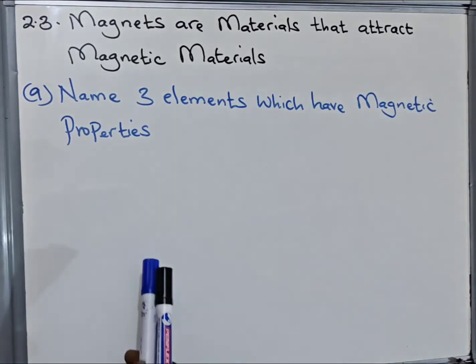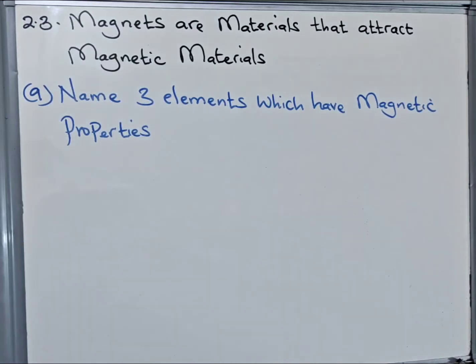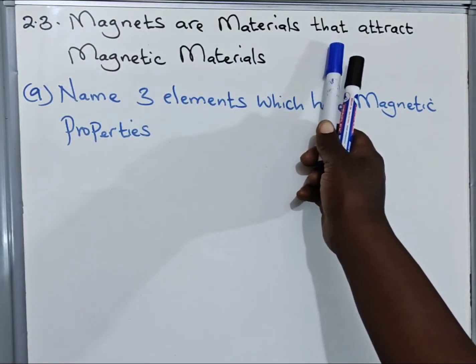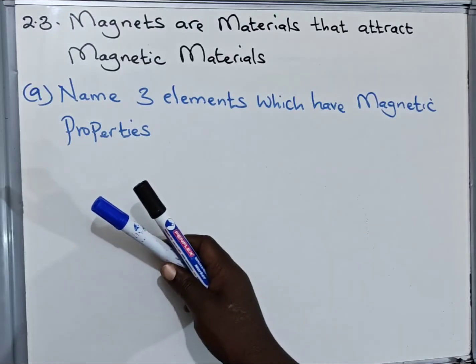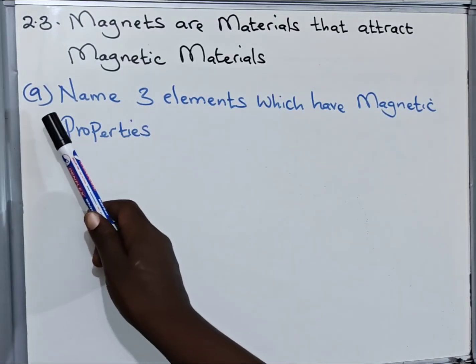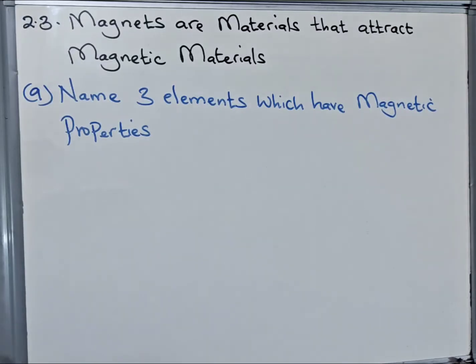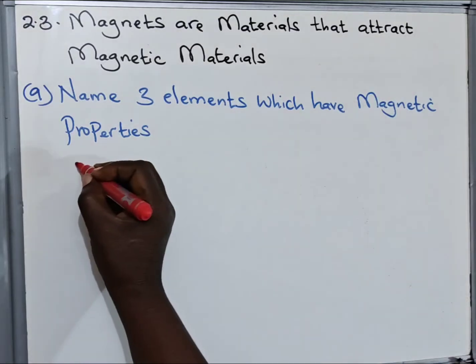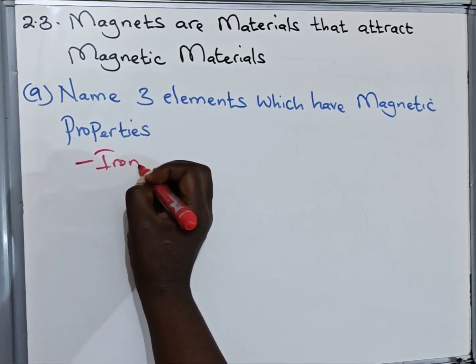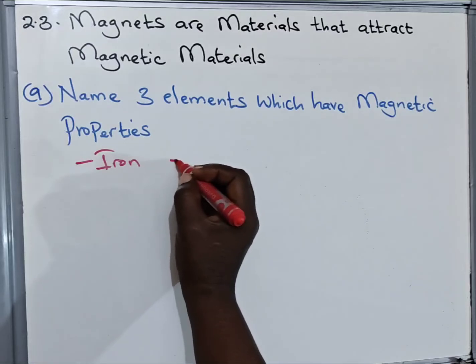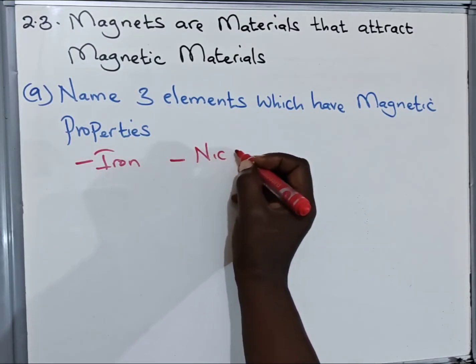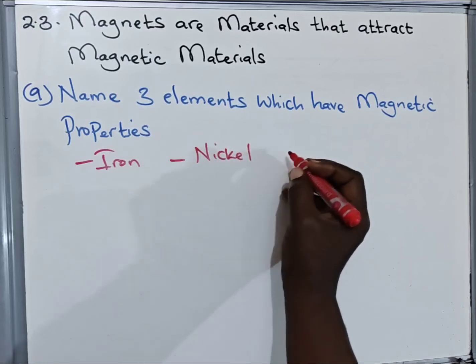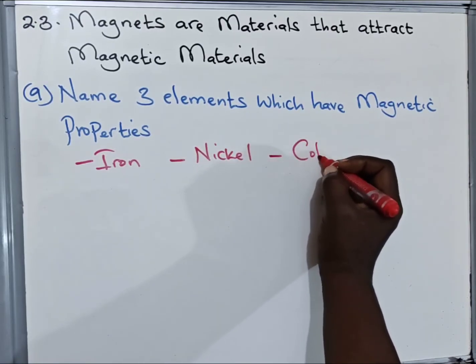Today we are looking at this question. A grade 9 question says, magnets are materials that attract magnetic materials. Then name 3 elements which have magnetic properties. What are these elements? The first one is iron. Next one is nickel. Then next one is cobalt.